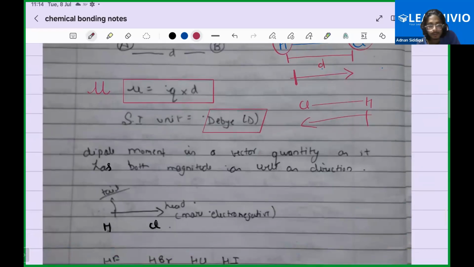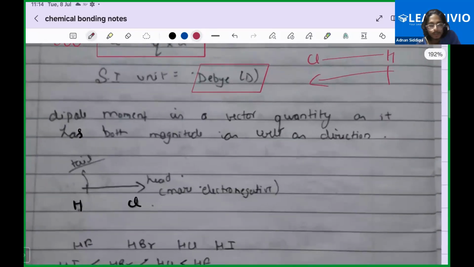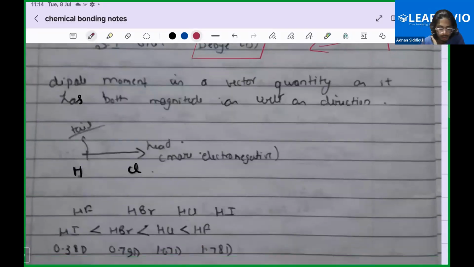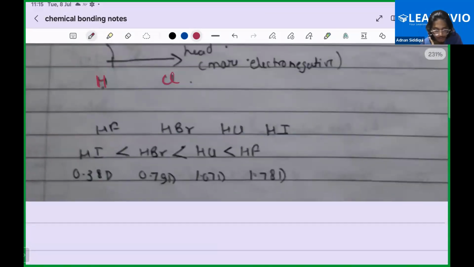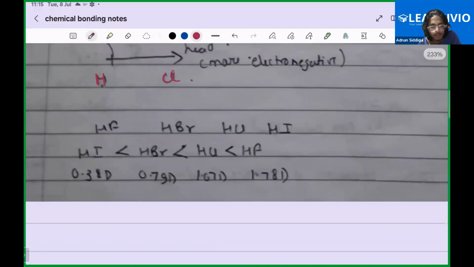Dipole moment is a vector quantity as it has both magnitude as well as direction, right? If you are talking about your HCl molecule, then again, this is your tail. The tail will be towards the less electronegative element and the head will be towards the more electronegative element. This is some data of your dipole moment.